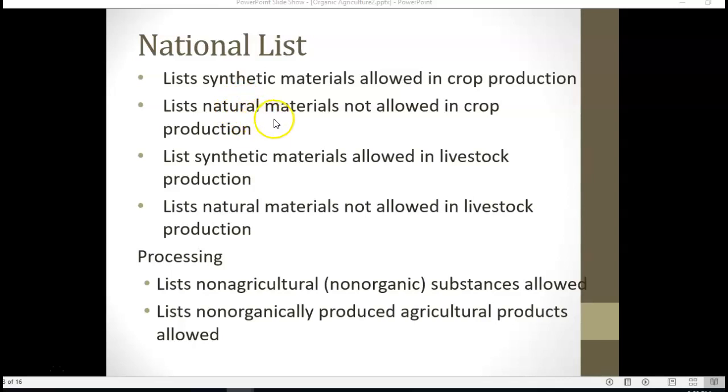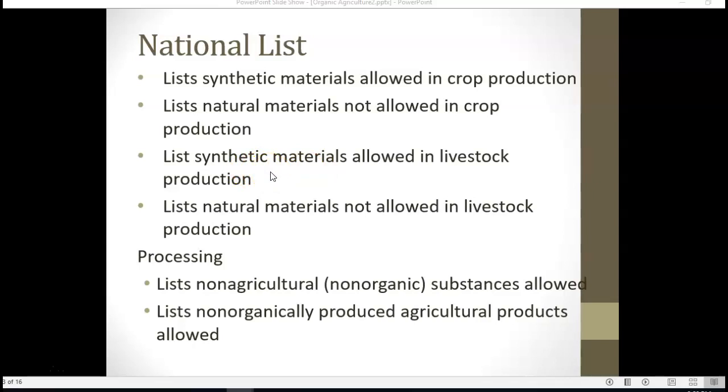There's also a few natural materials that are not allowed in crop production because they're too toxic. An example is arsenic, strychnine. These are natural, but they're too toxic to use. You can't use tobacco dust. It's a pretty good pesticide, but it's just too toxic. So there's a number of things that are natural, but they're listed in the National List as prohibited. The same thing with livestock. It does list the synthetic materials. For example, it's extremely hard to control internal parasites in livestock.